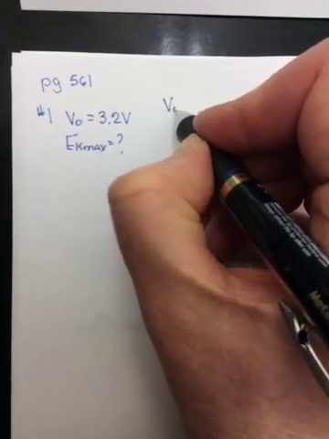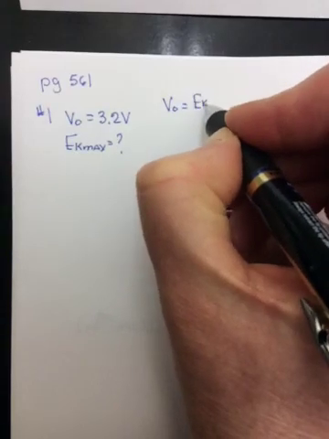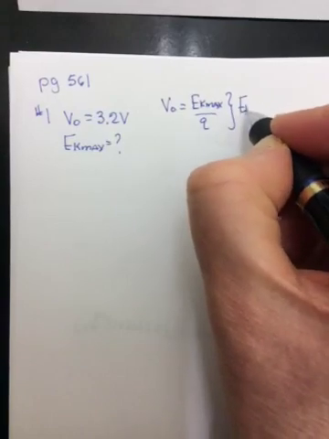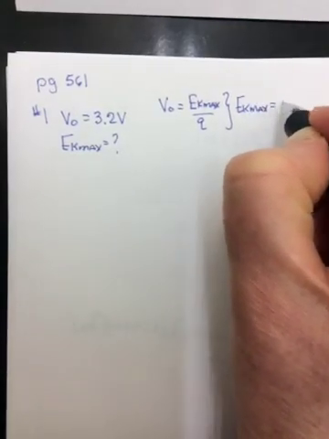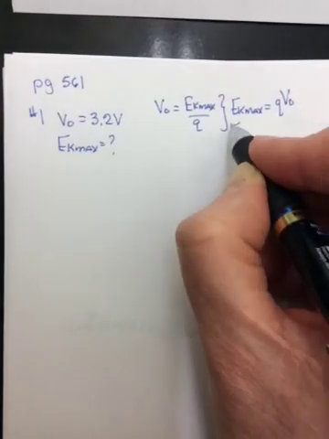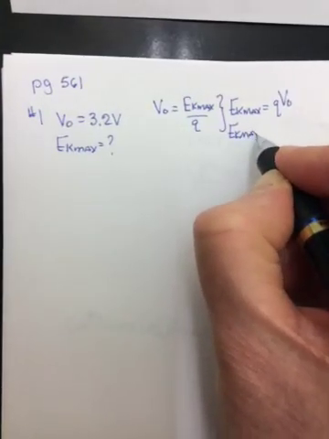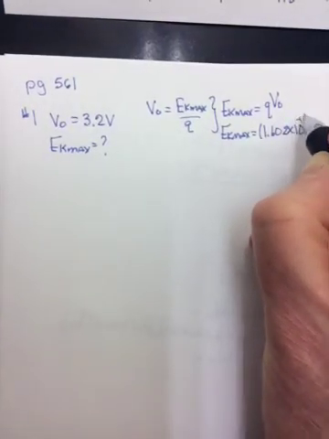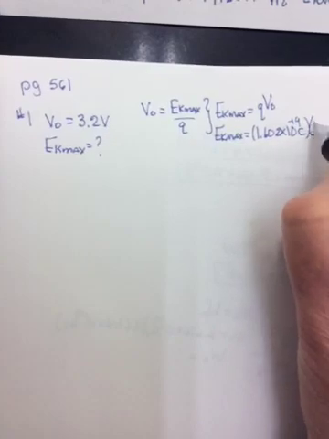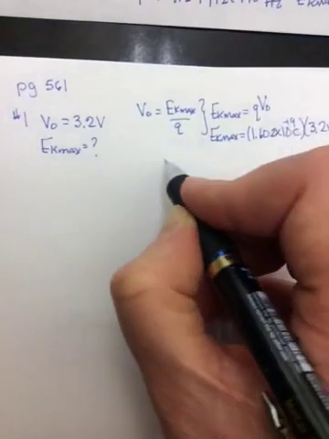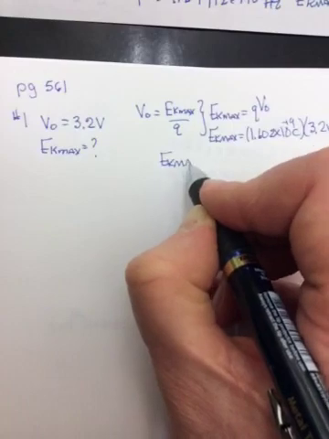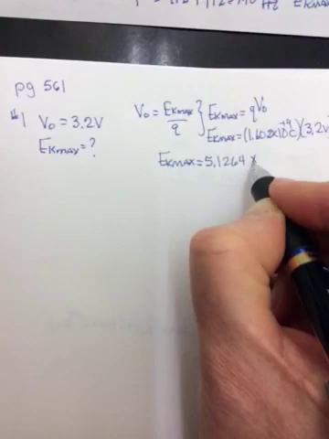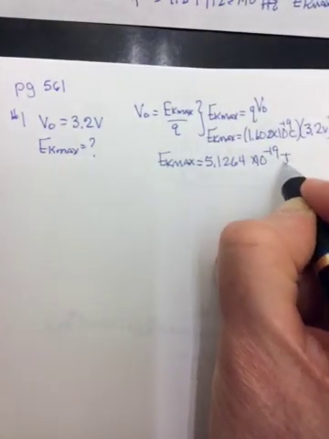So we know V0 is equal to EK max over Q. So that means EK max is equal to Q times V0. So EK max is equal to 1.602 times 10 to the minus 19 coulombs times 3.2 volts. So EK max will equal 5.1264 times 10 to the negative 19 joules.